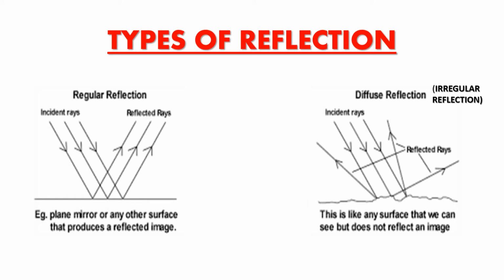Now, when the reflecting surface is rough, the parallel rays falling on it are reflected in different directions and it does not reflect an image. This type of reflection is called diffuse reflection or irregular reflection or even scattering of light.